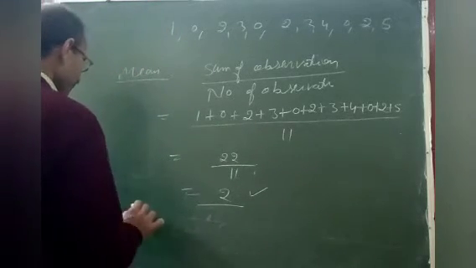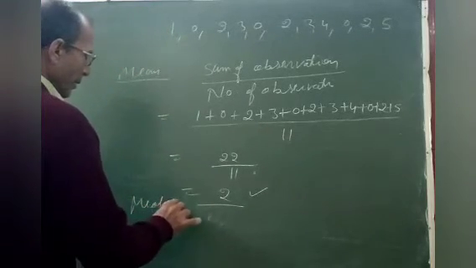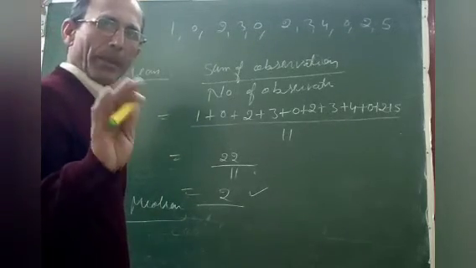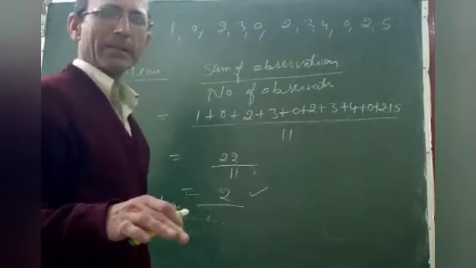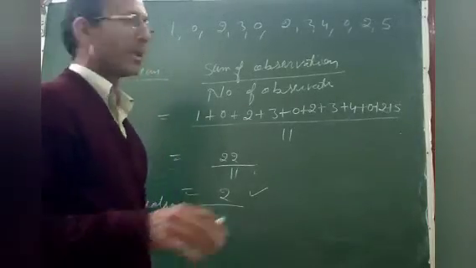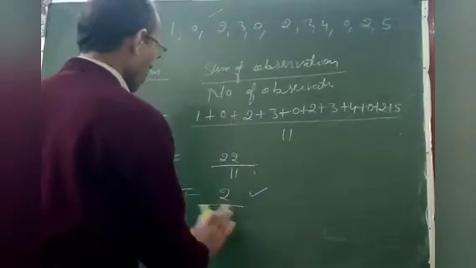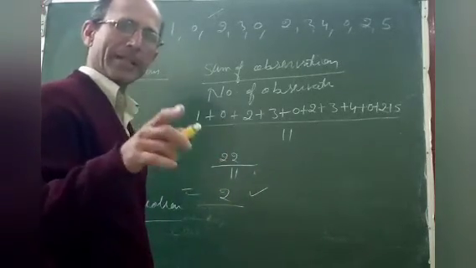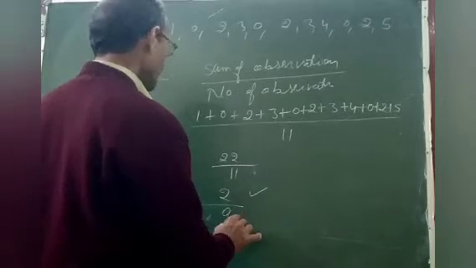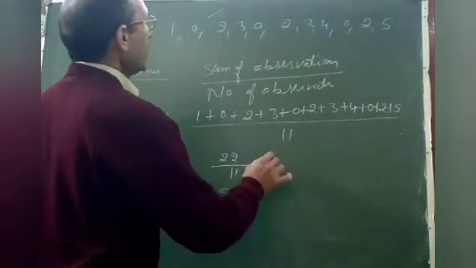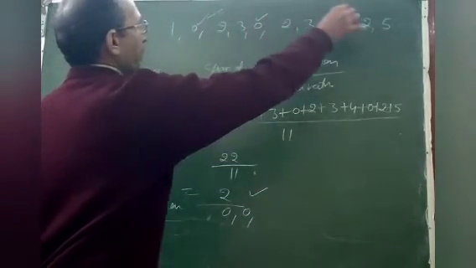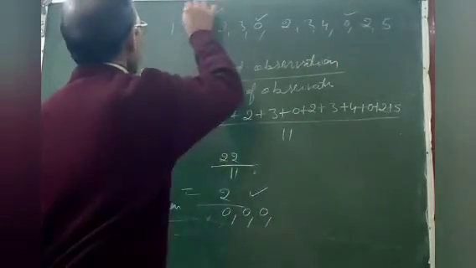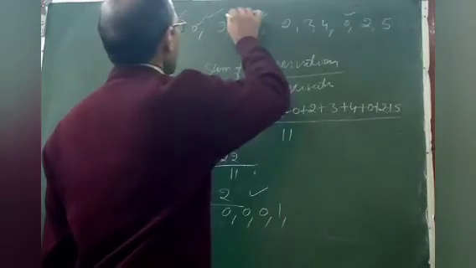Now second is median. How to find the median? Students, listen again. First of all, write the given observations in ascending or descending order. Ascending order means small to big. You can write in descending also. So 0, 0, 0, so 3 zeros are there. After that 1, then 2.